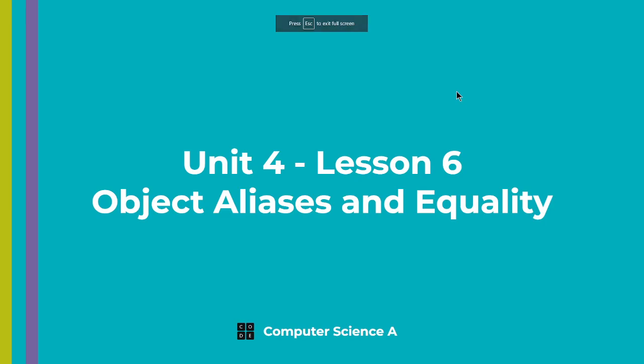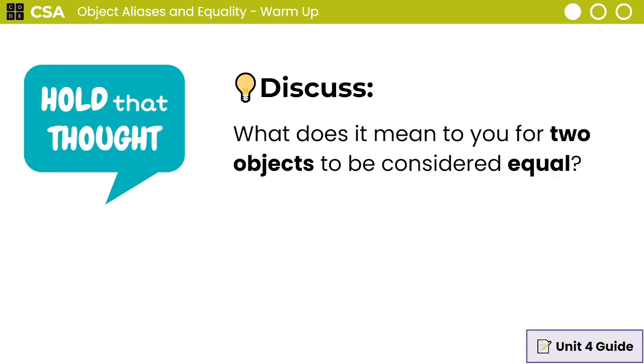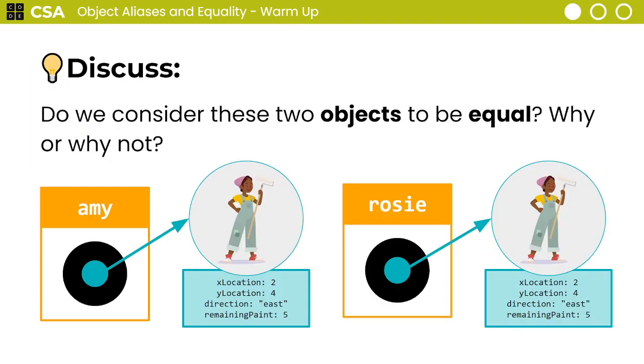All right, in this unit, we're going to be working with object aliases and equality. So this will be the warm-up. Take a moment. We're going to have a couple topics here, and you can talk amongst yourselves. What does it mean to you for two objects to be considered equal? Some examples, kind of this. Do we consider these two objects to be equal?